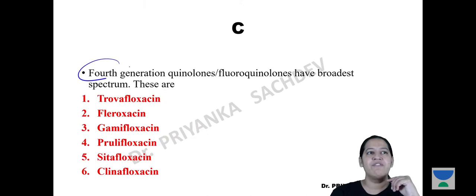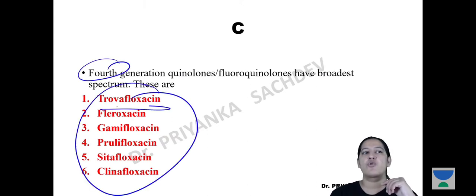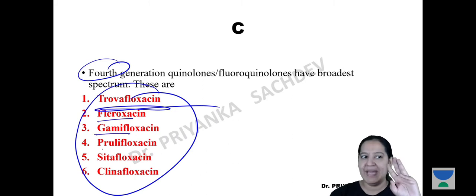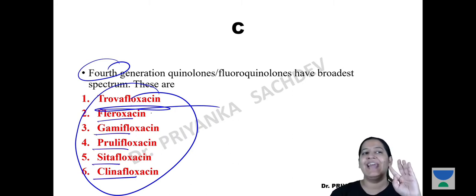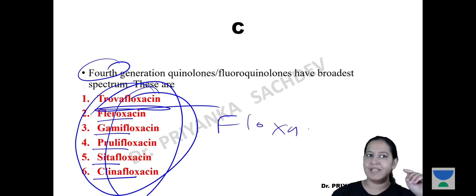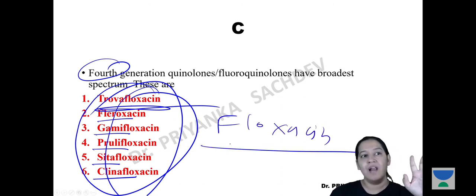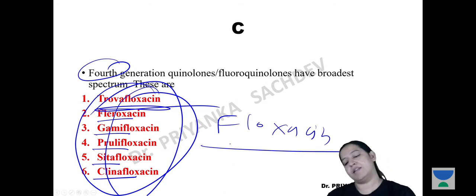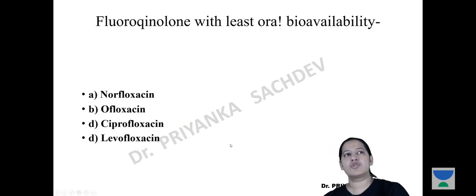So these are the fourth generation. From the fourth generation, it is Trova. You can see Trova, Flero, Gami, Truly, Sita, and Clina. These are floxacins. Floxacin to suffix hai. Floxacin is the suffix for all of them. Learn the prefix. Learn the prefix for doing the MCQs. So it is Trova. Next question.